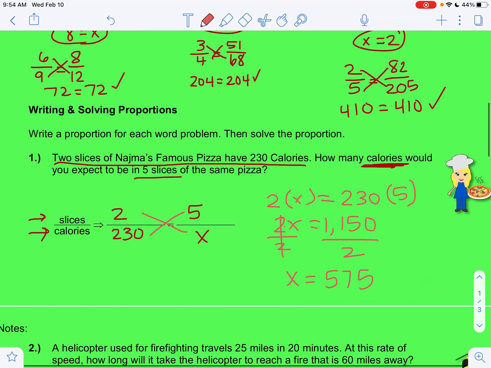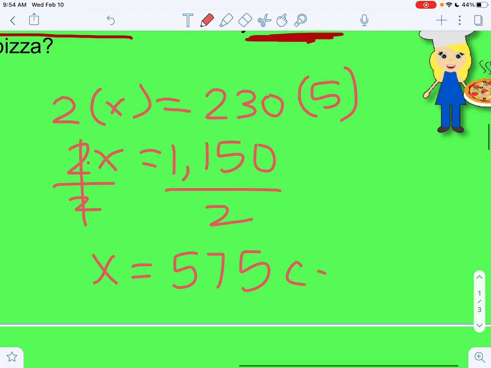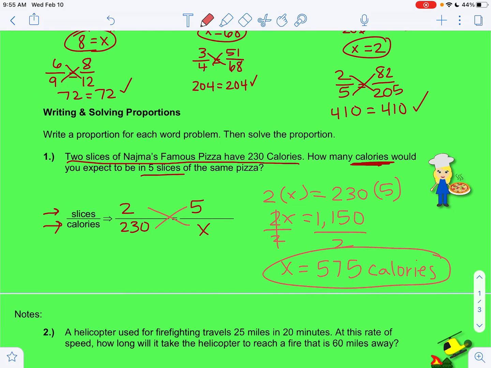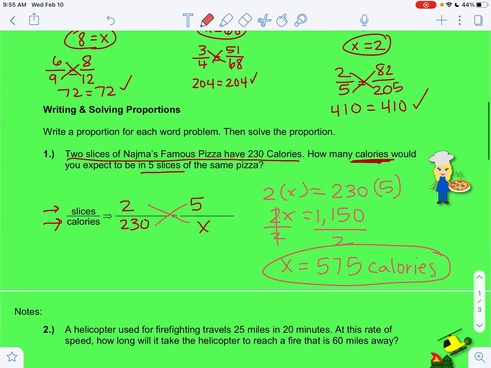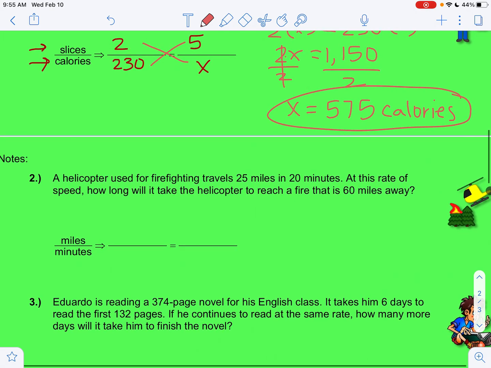And what are we talking about? We're talking about 575 dogs, 575 cats. Right, we're talking about 575 calories. And that is our answer. Alright, so let's go on and do number 2.